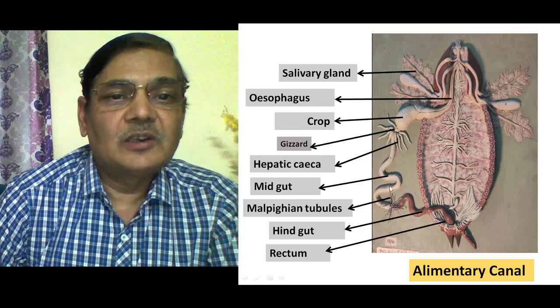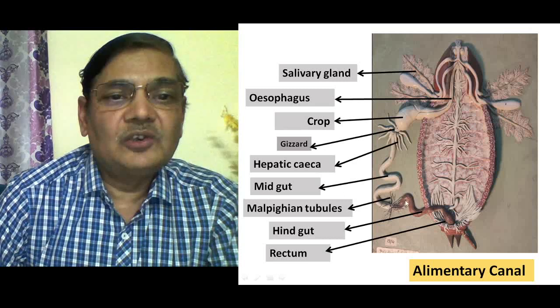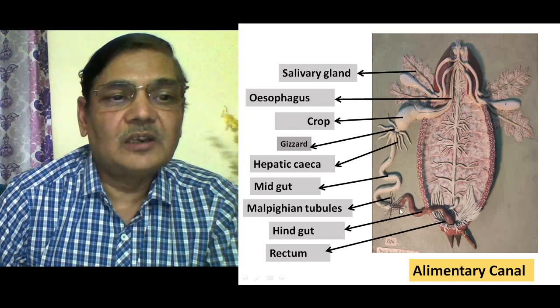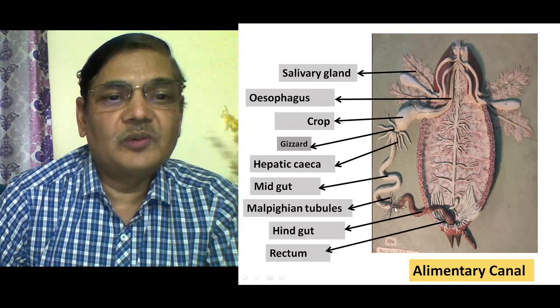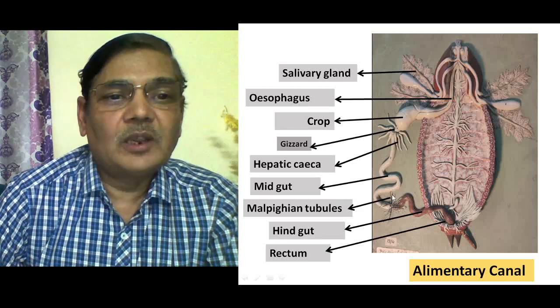And the midgut then leads into hindgut. So here at the junction of midgut and hindgut, there is a small portion which is called ileum. Okay, at the place of ileum, so many thin fiber-like structures are there.